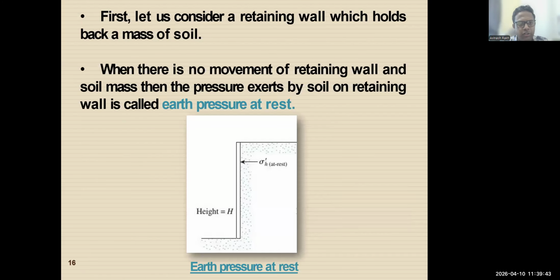First, let us consider a retaining wall which holds back a mass of soil. As shown in the diagram, this is the retaining wall which holds this mass of soil. When there is no movement of the retaining wall and the soil mass, the pressure exerted by the soil on the retaining wall is known as earth pressure at rest. So whatever pressure is exerted by the soil mass on the retaining wall when there is no movement is known as earth pressure at rest. This is the typical definition.